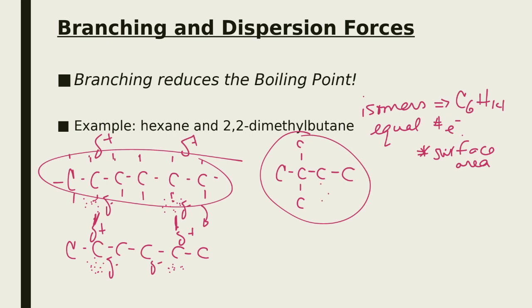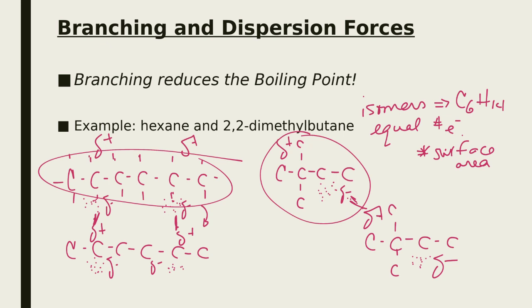So for example, maybe the electrons are all kind of hanging out here for a split second, okay? And this area becomes positive. Well, when I have a neighboring 2,2-dimethylbutane next door like this, again, electrons are going to be repelled in the neighboring molecule. This becomes positive, and then I get the attraction between the molecules right there.